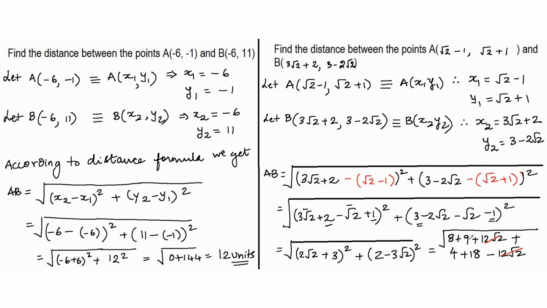Now you will notice that positive 12 root 2 and negative 12 root 2 cancel, and therefore this becomes 8 plus 9 is 17, 17 plus 4 is 21, and 21 plus 18 is going to be 39, and therefore this distance is under root of 39 units. This is how I can solve this particular question.